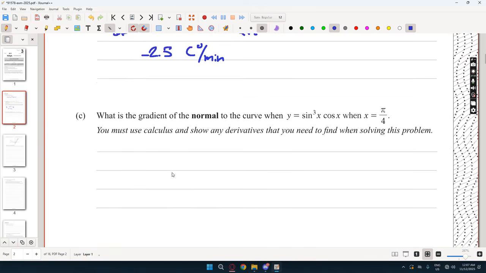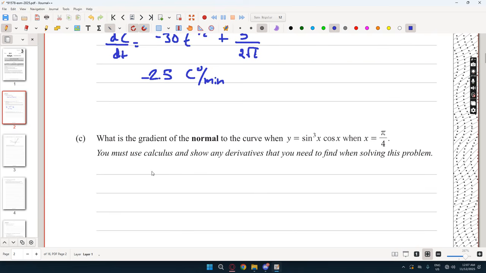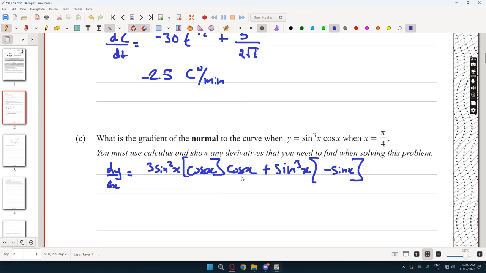What's the gradient of the normal to the curve? Well, dy/dx is equal to 3 sine squared x times cos x, chain rule, times cos x by product rule, plus, keep this guy the same, multiply the derivative of this guy, which is minus sine x.